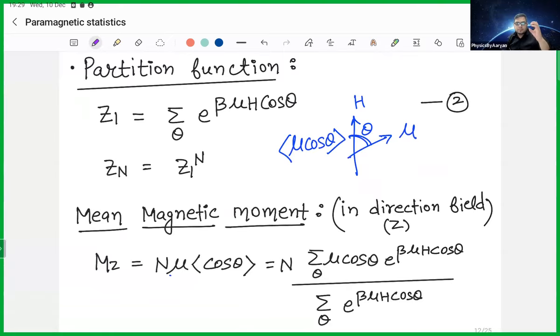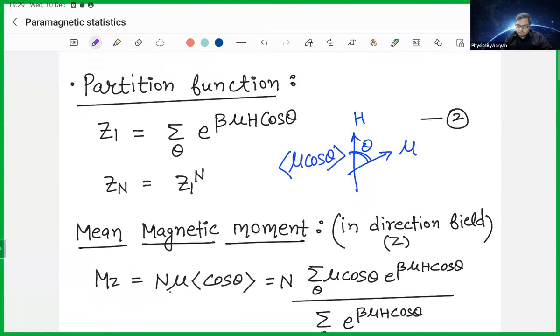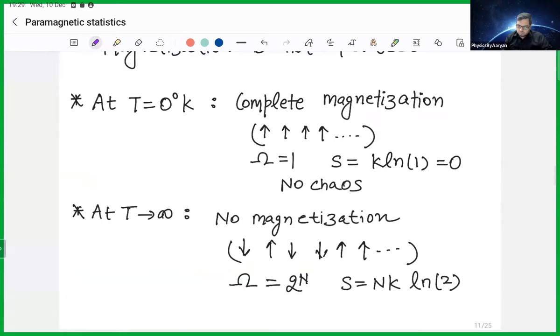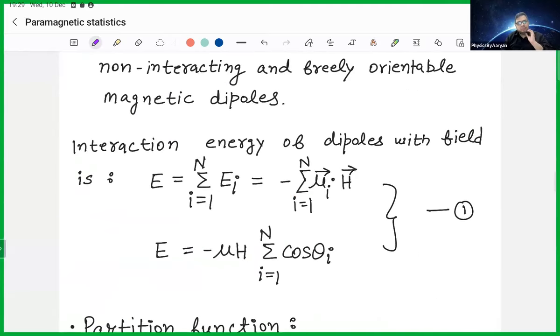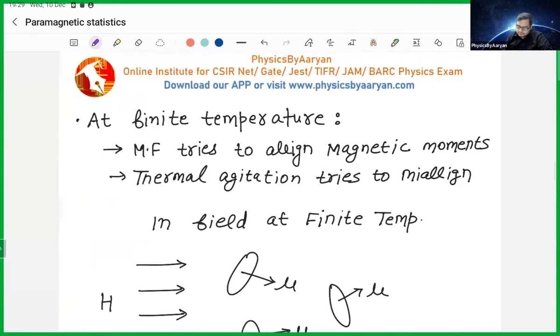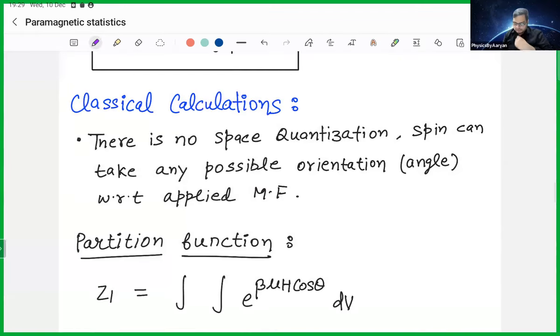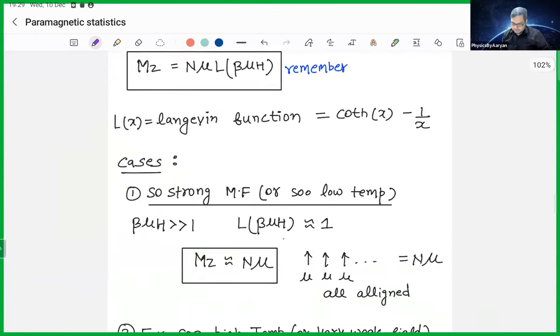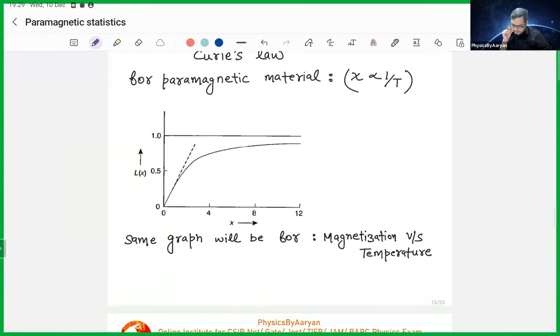Now we have to understand paramagnetism. In paramagnetism, basically two theories are there. One is known as the classical theory, one is known as the quantum theory. Classical theory and quantum theory of paramagnetism. So let's understand these theories, and that will give you a good understanding for CSIR NET.